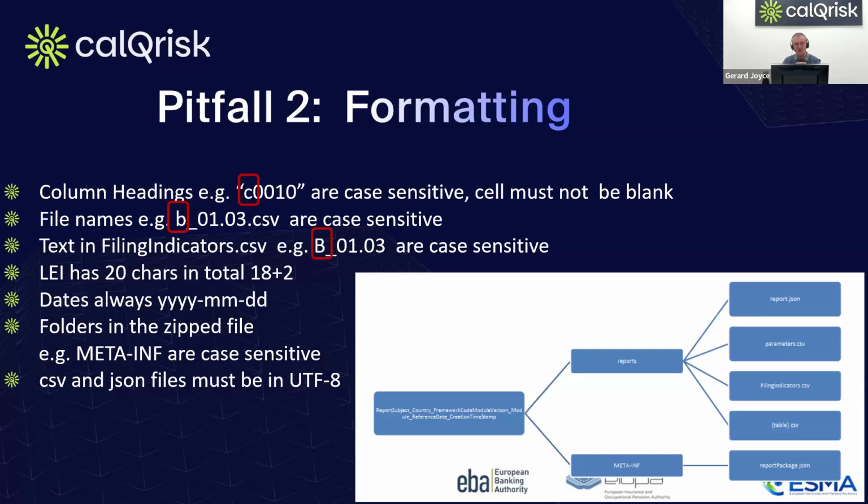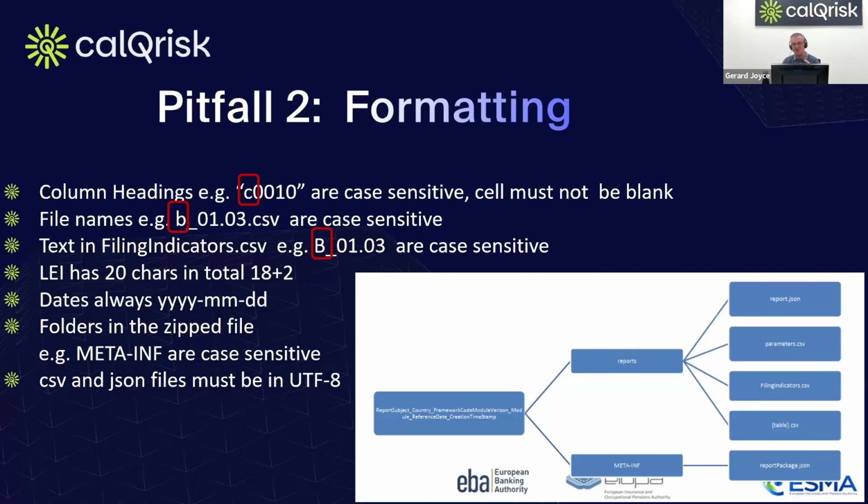Think of it as you have a folder with two subfolders, one called reports and one called META-INF. And the case is important here as well. Then in the reports folder, you have a report.json file, which doesn't change, a parameters file, which, once you've set it up, probably doesn't change ever again, findings, indicators, and then your 14 tables that we were looking at.